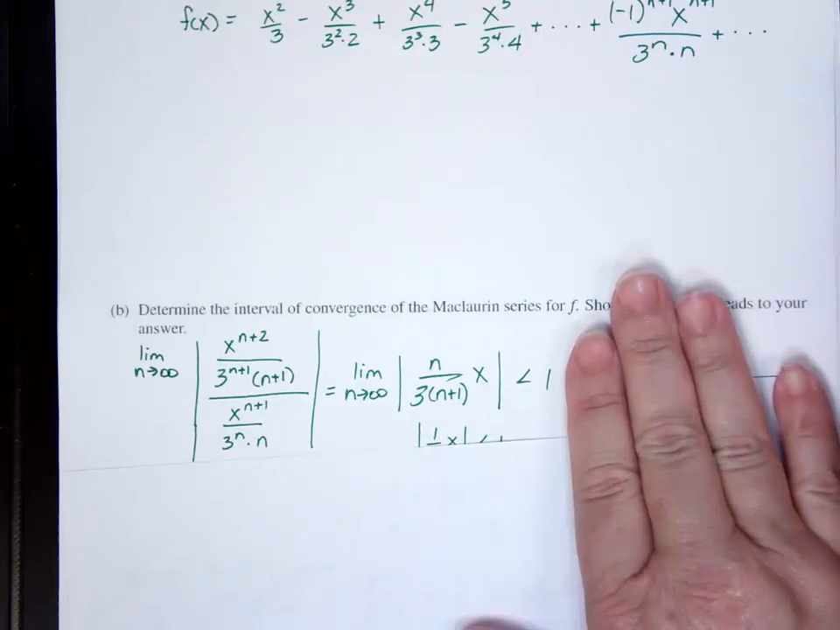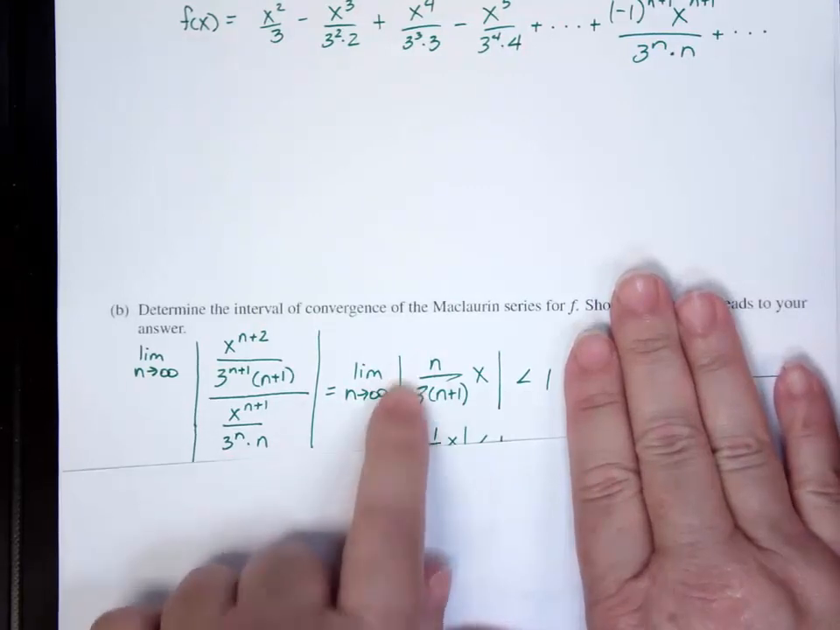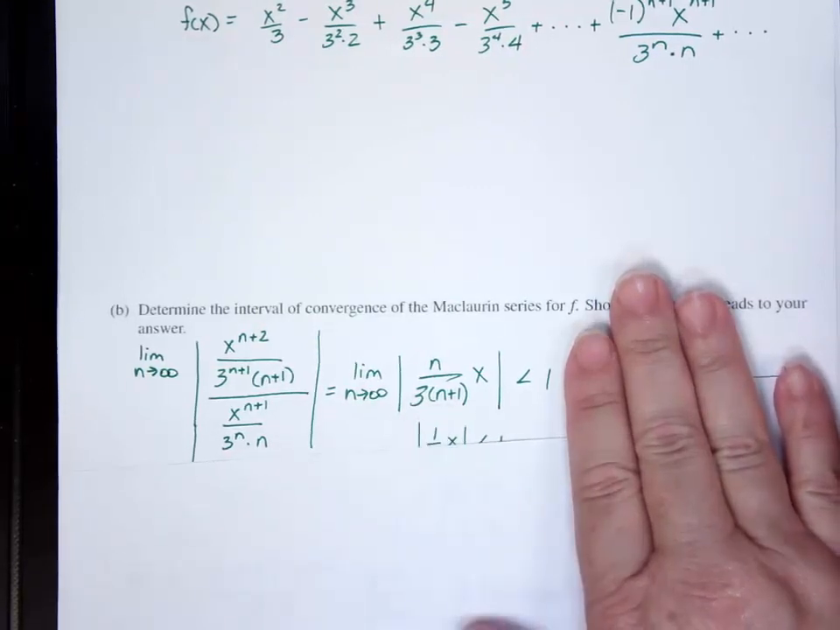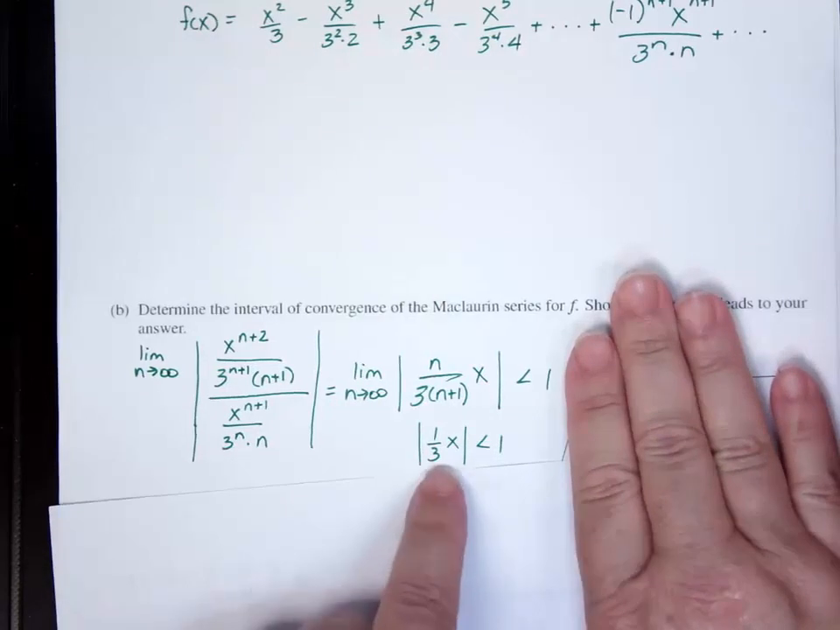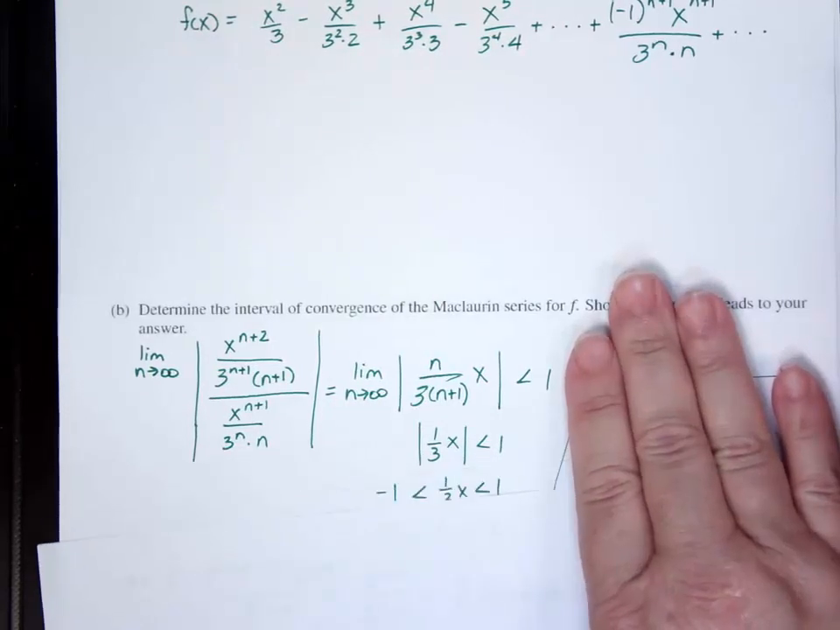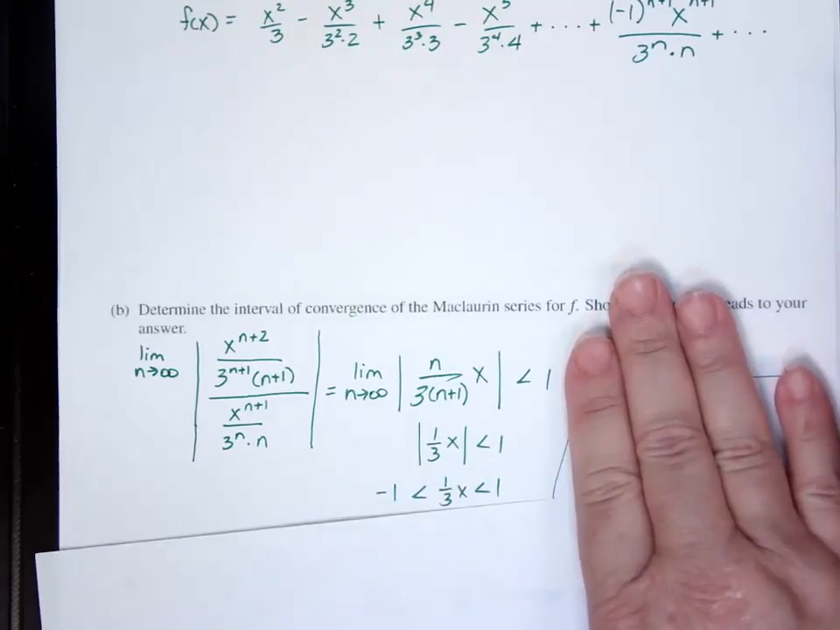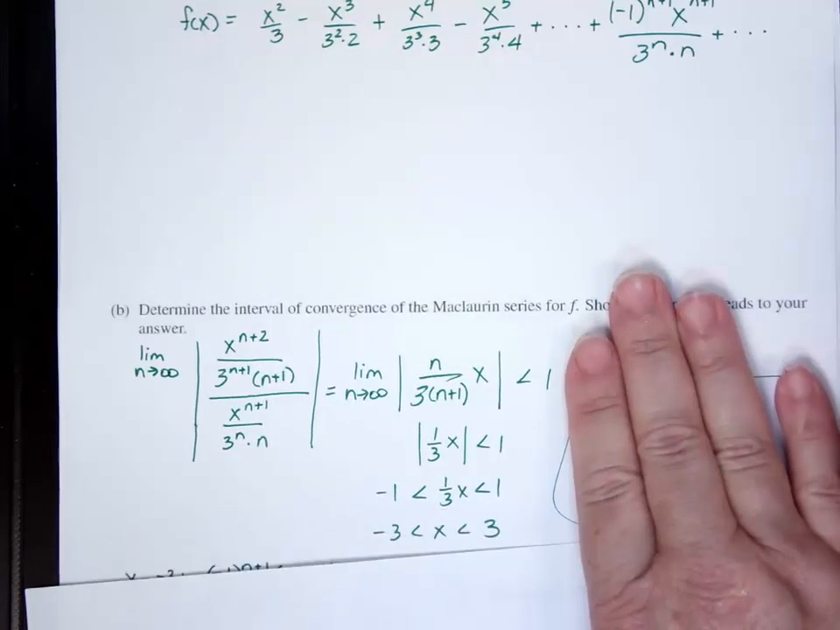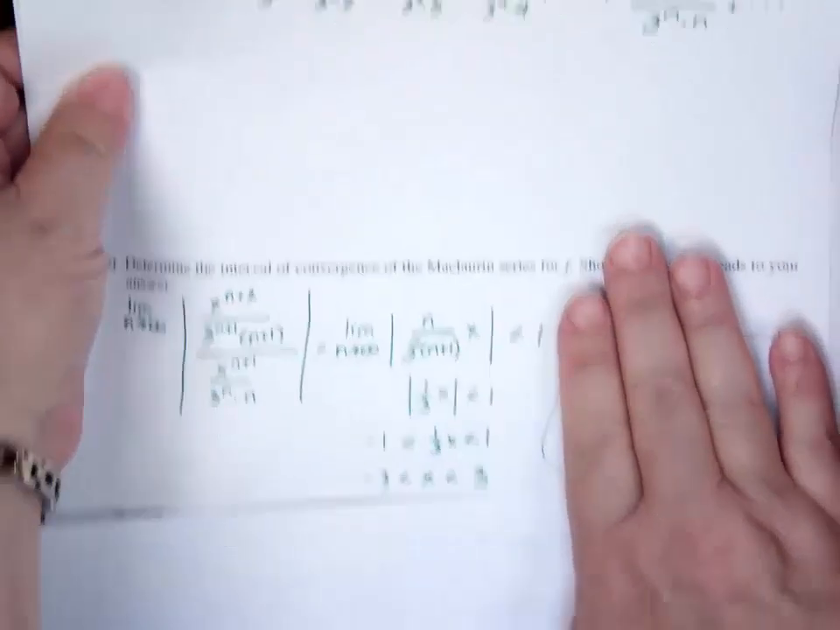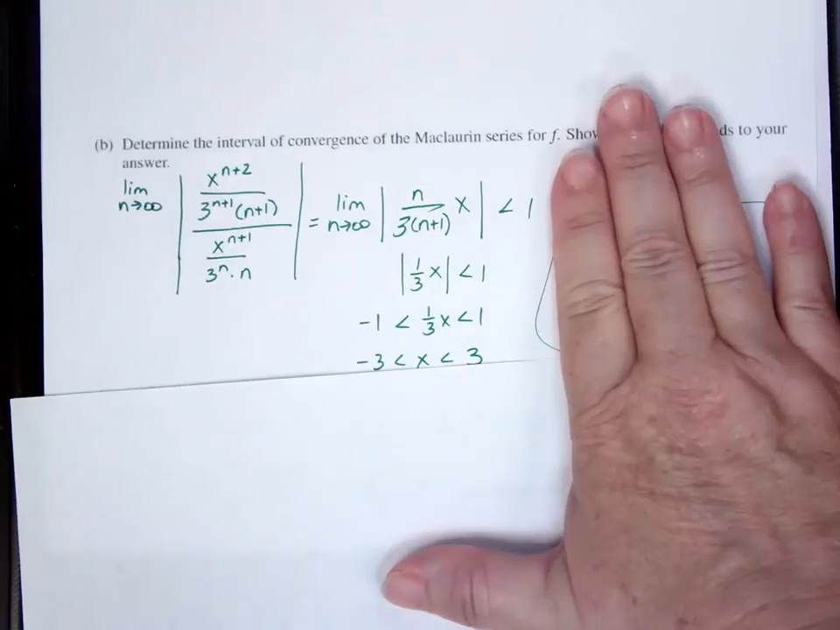The limit of this, n over 3n plus 3, is 1/3. So that becomes 1/3 of absolute value of x is less than 1, so -1 less than 1/3 x less than 1. So our interval is now -3 to 3. So I know now that it's going to be between -3 and 3, but I have to test my endpoints. I'm purposely keeping my hand here because I don't want you to see the final answer just yet.